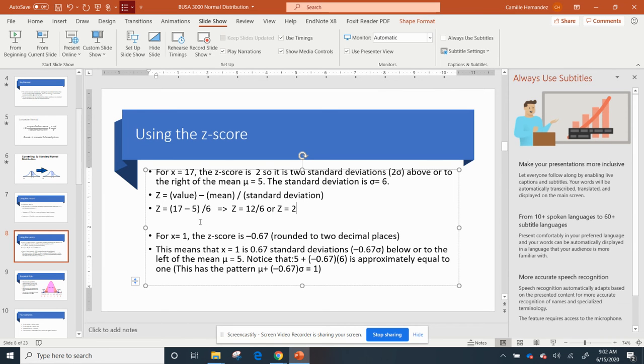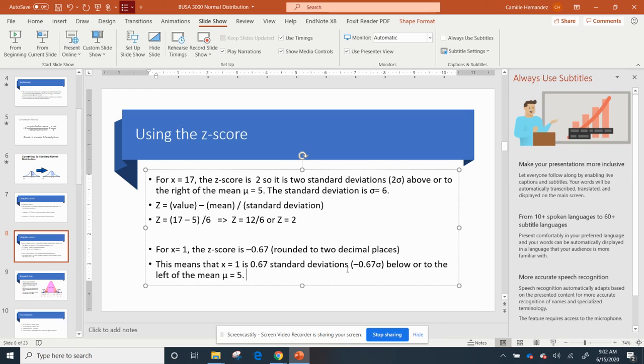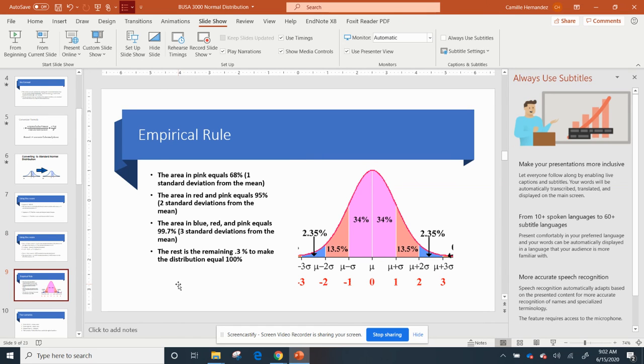Let me get rid of the other stuff because I don't like how this is doing. Okay, that's all it means. That's all you need to know. So you just use the formula and it tells you where it is. It's based on this rule here too, the empirical rule.